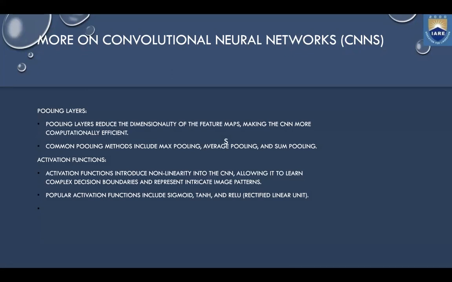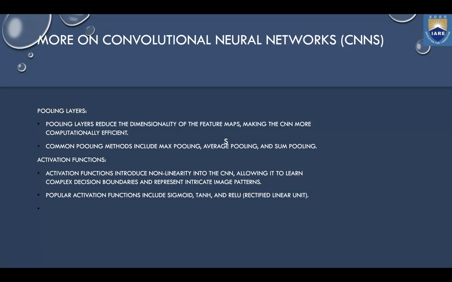Next is, what are pooling layers? Pooling layers reduce the dimensionality of feature maps, making the CNN more computationally efficient. Common pooling methods include max pooling, average pooling, and sum pooling.